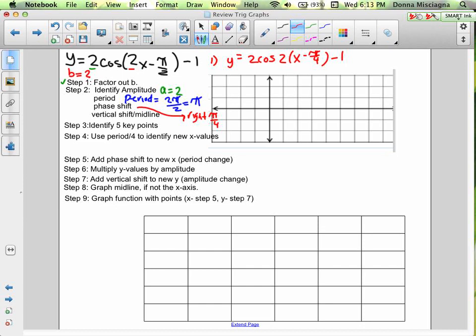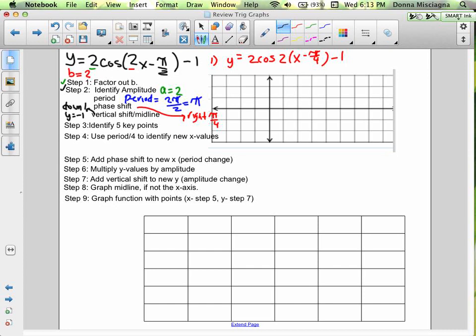And now identify the vertical shift. The vertical shift is what's added to the whole function. That would be, and it's negative, so that means it is down 1. Down 1. And the midline would be y equals negative 1. So now we've identified all the features of our graph.